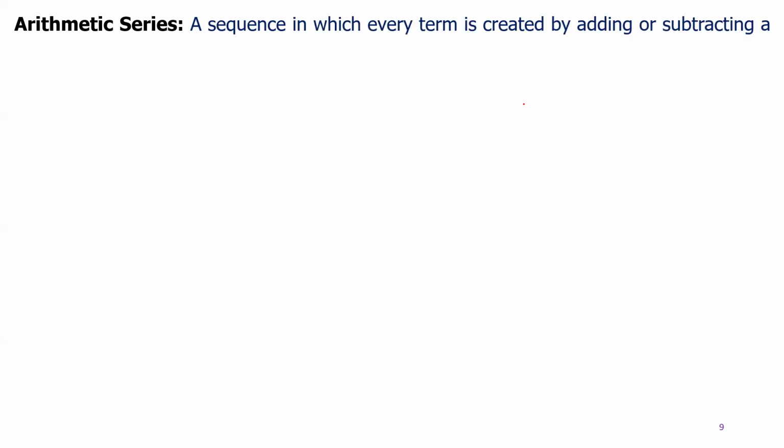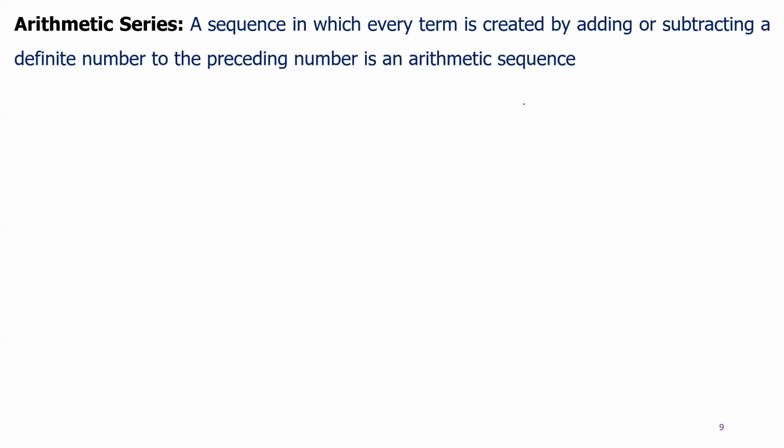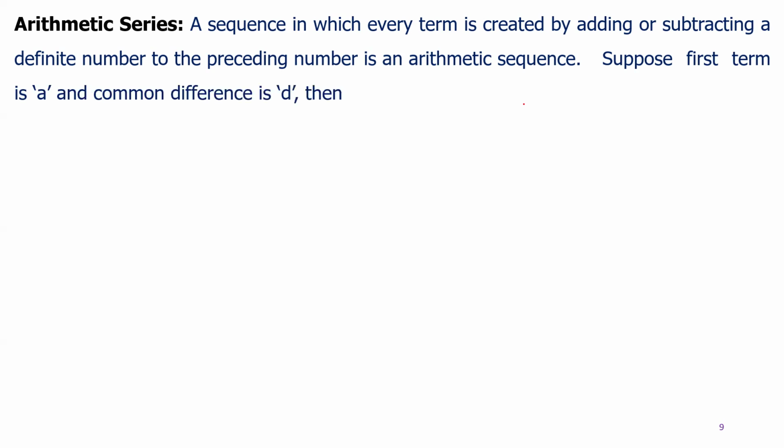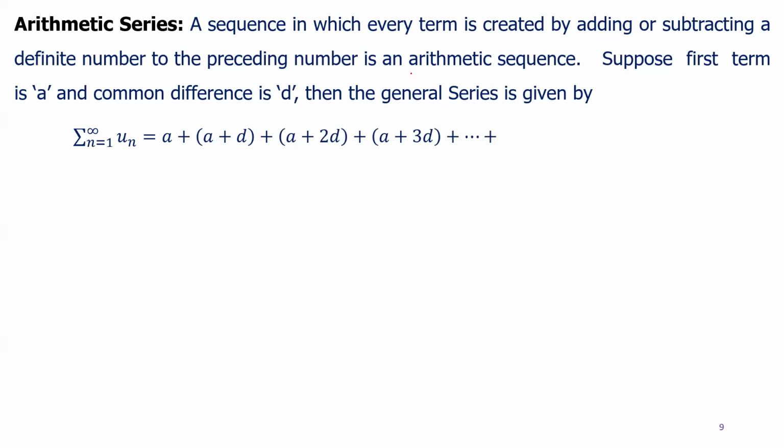Today we discuss the arithmetic series, a sequence in which every term is created by adding or subtracting a definite number to the preceding number. This is an arithmetic sequence. Suppose the first term of the series is a and the common difference is d. Then the general series is given by summation of un equal to a plus (a plus d) plus (a plus 2d) plus (a plus 3d) plus ... plus (a plus (n minus 1)d).